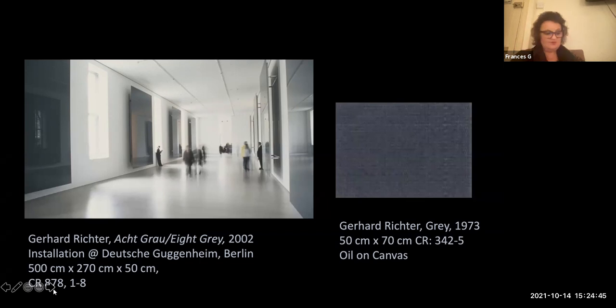Also, each panel is on hinges, so it's theoretically able to be tilted to different angles by the visitor to the museum. So it's interactive, which painting is not. In reality, Richter very consciously places the panels and gallery lighting so that we're not allowed to touch them. So they're controlled. We don't get to move them at all.